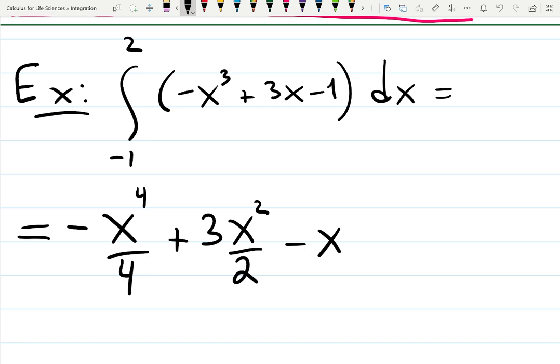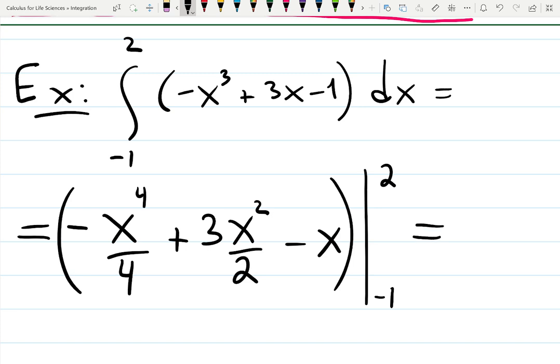Instead of plus C, I noticed there are limits of integration. So now we don't tell you to find an indefinite or definite integral. You just see it. There are limits there. Defined limits means definite integral. So bar from minus 1 to 2. This is basically the antiderivative evaluated from minus 1 to 2.